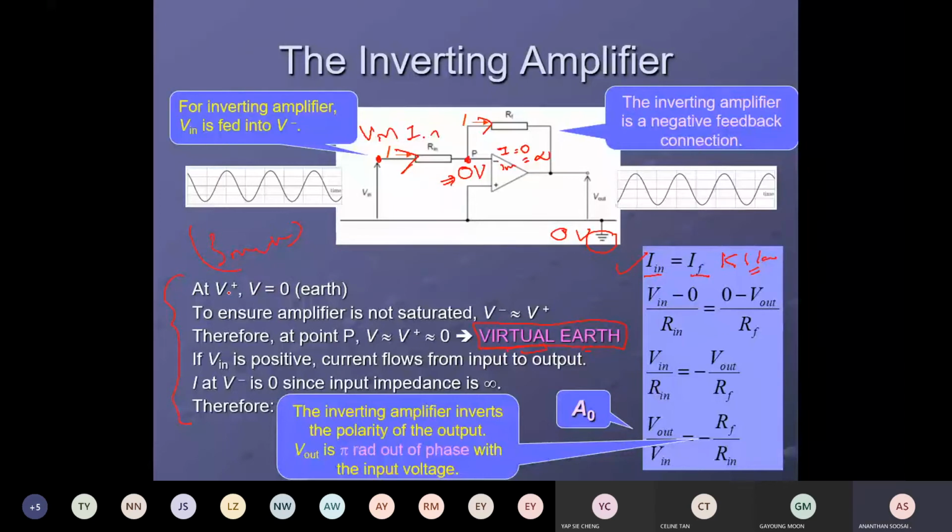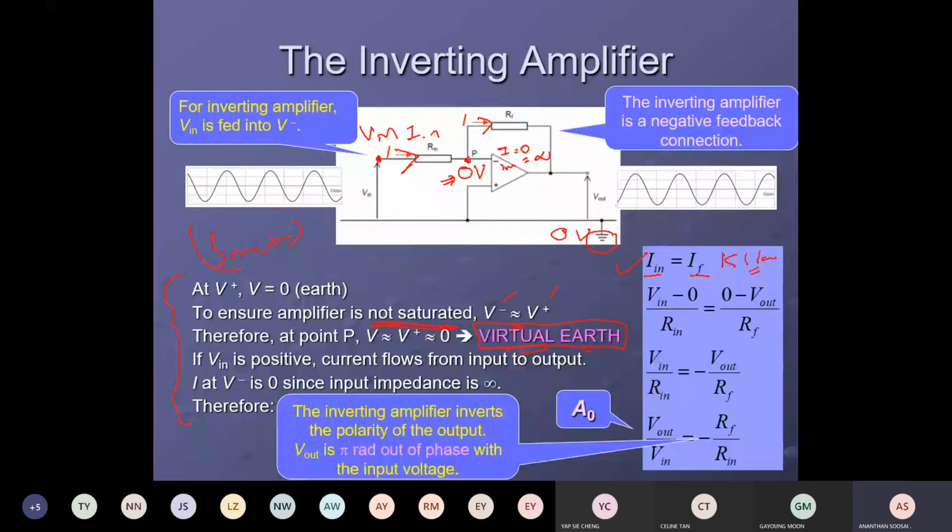First, V positive is 0 volt, to ensure the amplifier is not saturated. To avoid the output saturation, V negative and V positive must be about the same. The positive input and negative input must be about the same to prevent saturation at the output. Because you know what? The op-amp can easily be saturated if there is a big difference in the input.